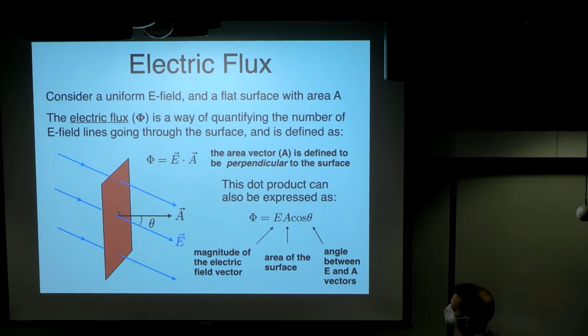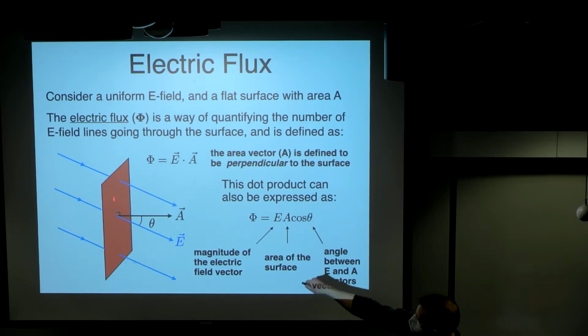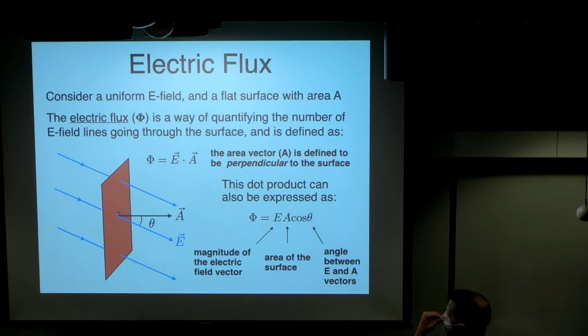We'll also imagine there's a flat surface in the presence of this E field with area A. So this is our flat surface right here. And you can imagine that the electric field lines are piercing through the surface, just like this. What the electric flux tells you is basically a way of quantifying how many of these electric field lines, which are shown in blue here, are actually going through the surface. The more electric field lines you have going through the surface, the more electric flux you have. It's easy to visualize: just more lines going through the surface, more flux.